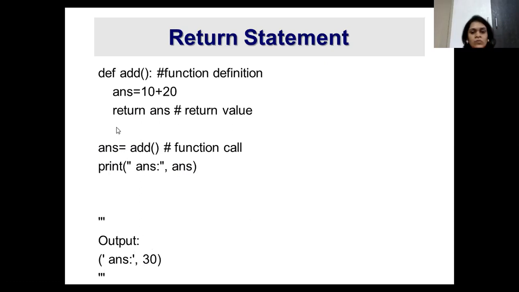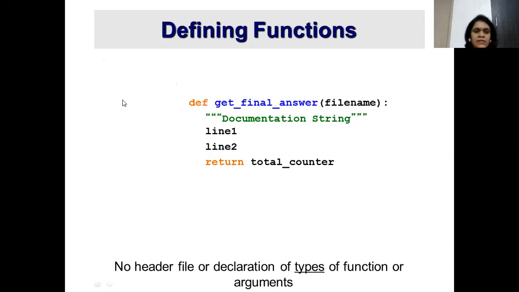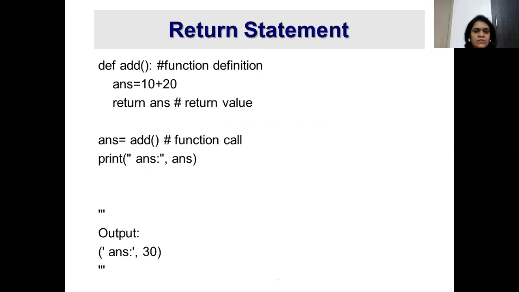One thing to note is that this answer variable and this answer variable are two different variables. This answer variable's scope is limited to the function, and the answer at the function call, this answer variable, has its scope throughout the other parts of the program.